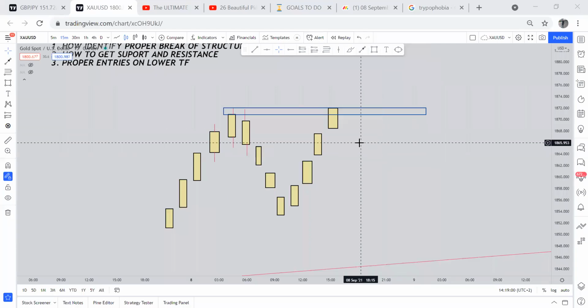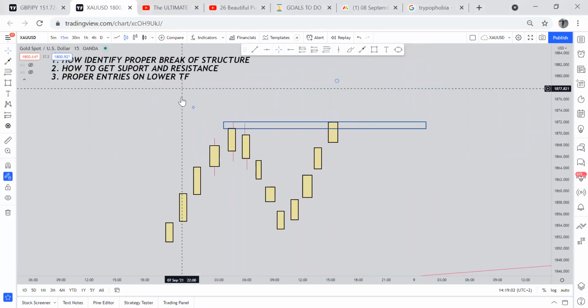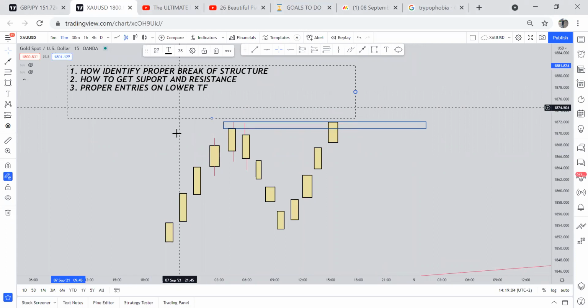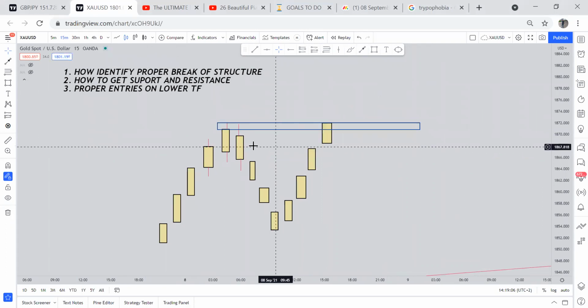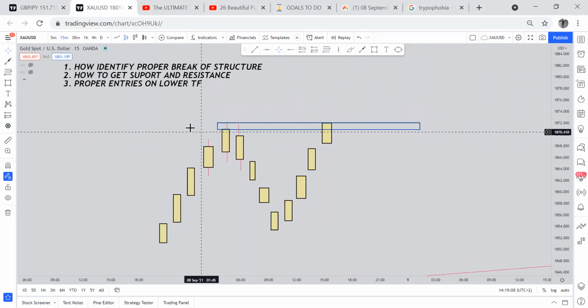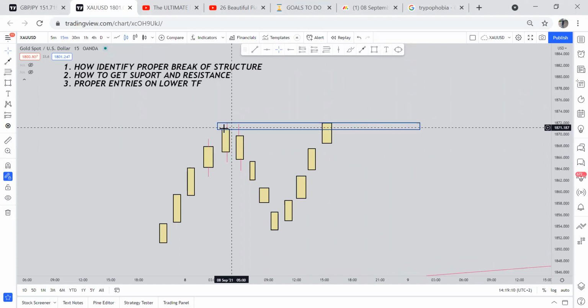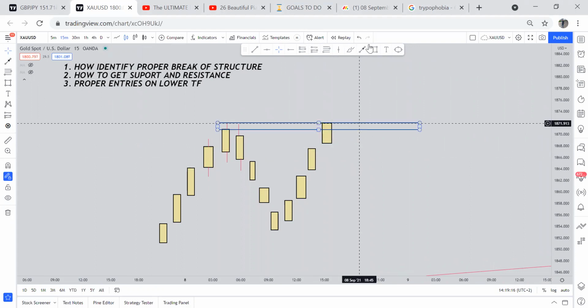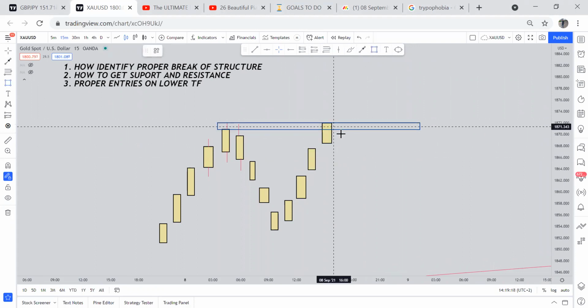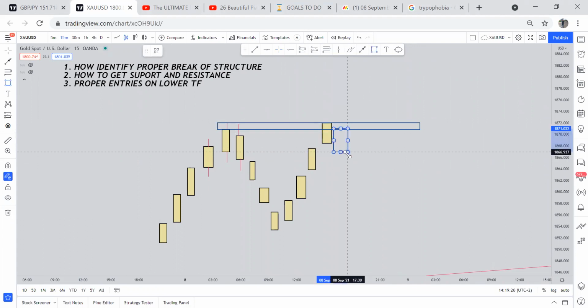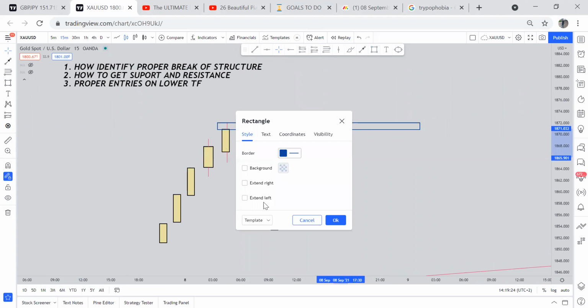Okay. No problem. So now you can see that we need to identify the proper break of the structure. This for me is not a breakout, because you can see that this candlestick couldn't break above this structure, because we're now seeing a double top formation. So we're going to be waiting for a candlestick that's going to confirm with us, some sort of a bearish engulfing.